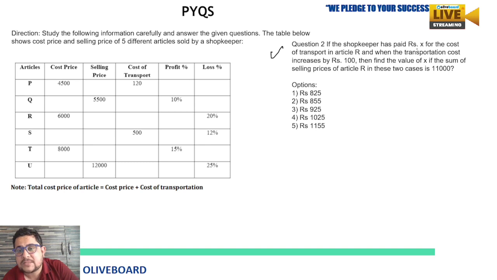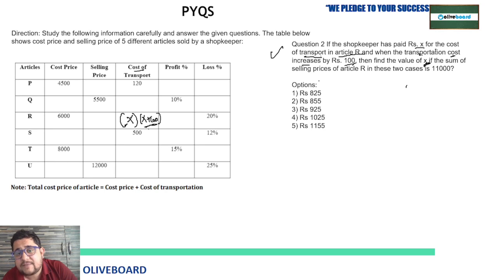Question 2. If the shopkeeper has paid rupees X for the cost of transport in the article R, so X rupees. When the transportation cost increases by rupees 100, there are two cases. First this X, then X plus 100 also, because the cost of transport is increased by 100. Then find the value of X. So this X you need to find out.